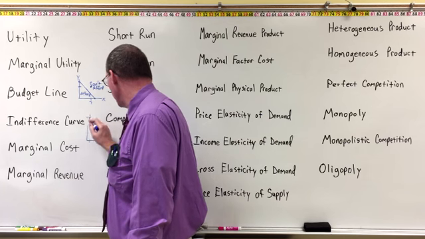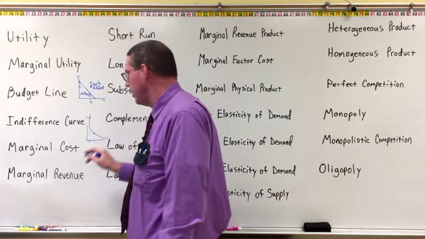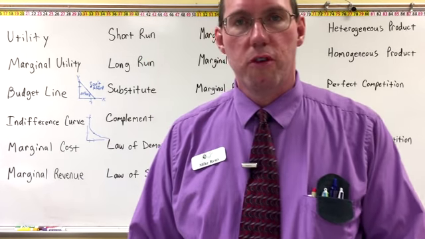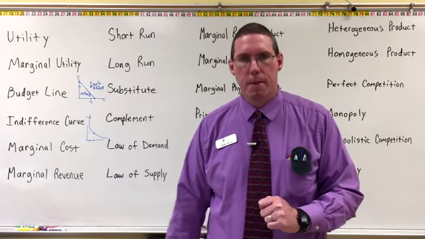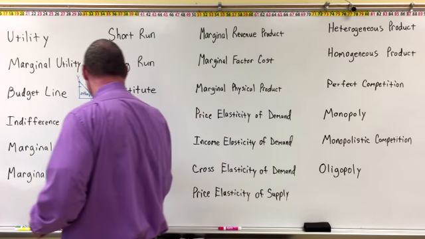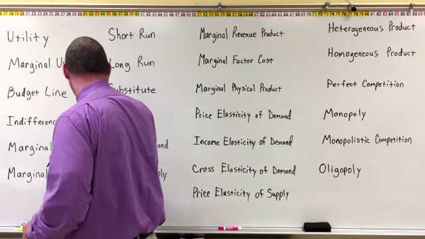That's the same utility. So all of the combinations along one indifference curve give the same utility, the same satisfaction to the consumer. Okay, so that is an indifference curve. All right, let's talk about marginal cost and marginal revenue.